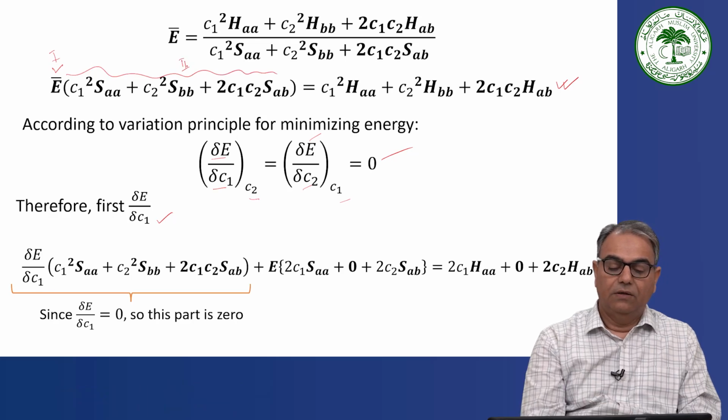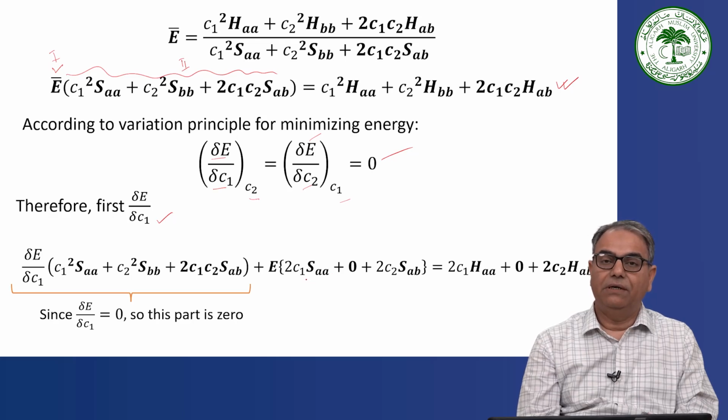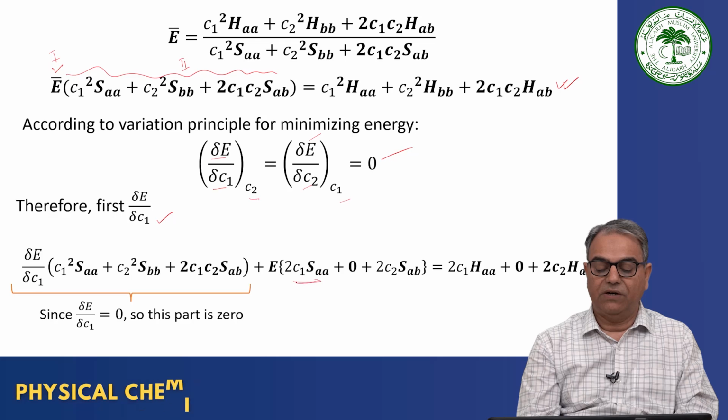Okay. So I have differentiated the first term, keeping the second term constant. Now I will keep the first term constant, E is constant, and I will differentiate the second one. Remember, we are differentiating with respect to C1. E is a constant, then C1 square SA will be 2C1 SA after differentiating C1 square.